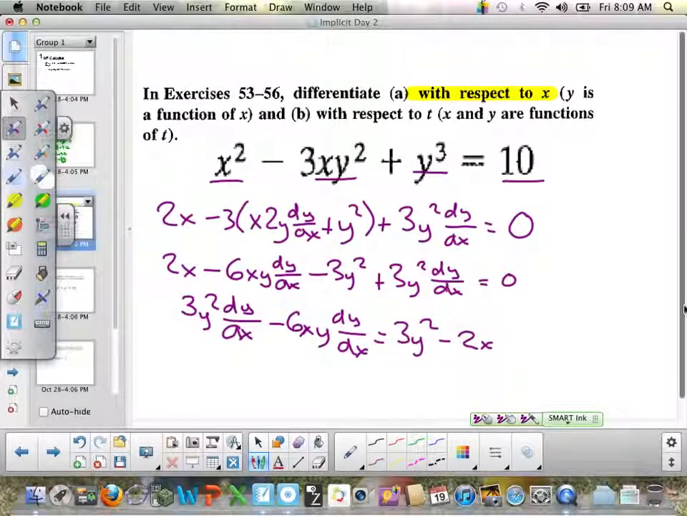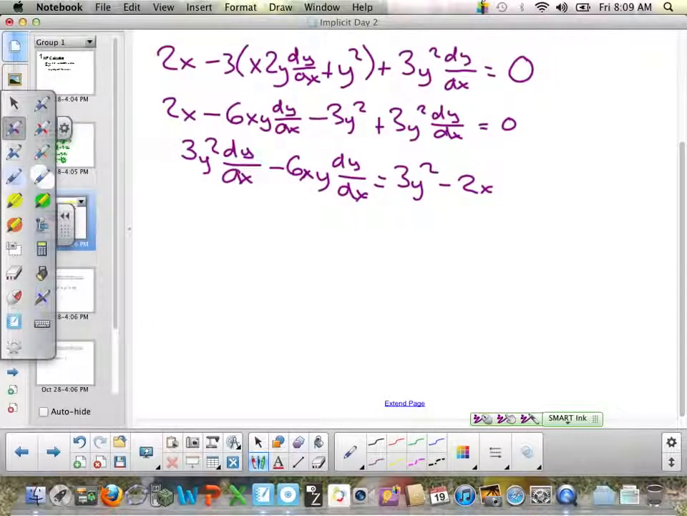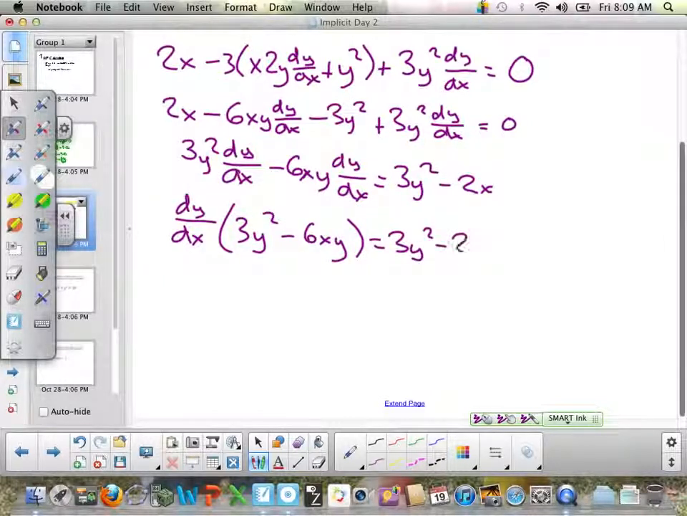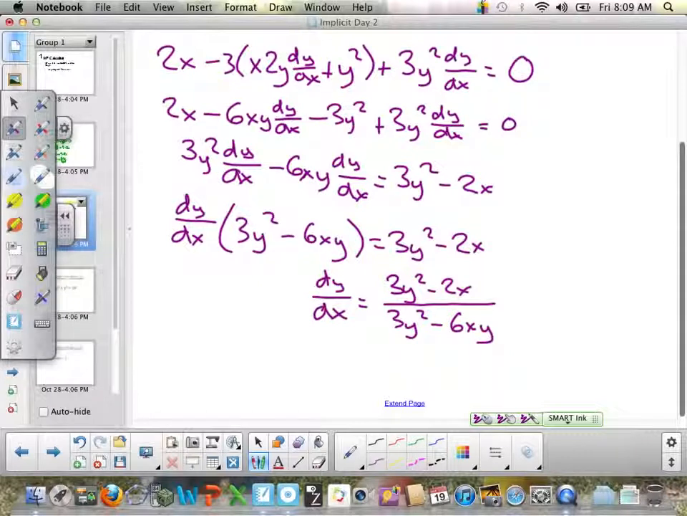On the left side, we're going to factor dy dx because it's common. So dy dx times 3y squared minus 6xy equals 3y squared minus 2x. We'll divide out 3y squared minus 6xy so that dy dx is alone on the left. We got 3y squared minus 2x over 3y squared minus 6xy. And there is our derivative with respect to x.